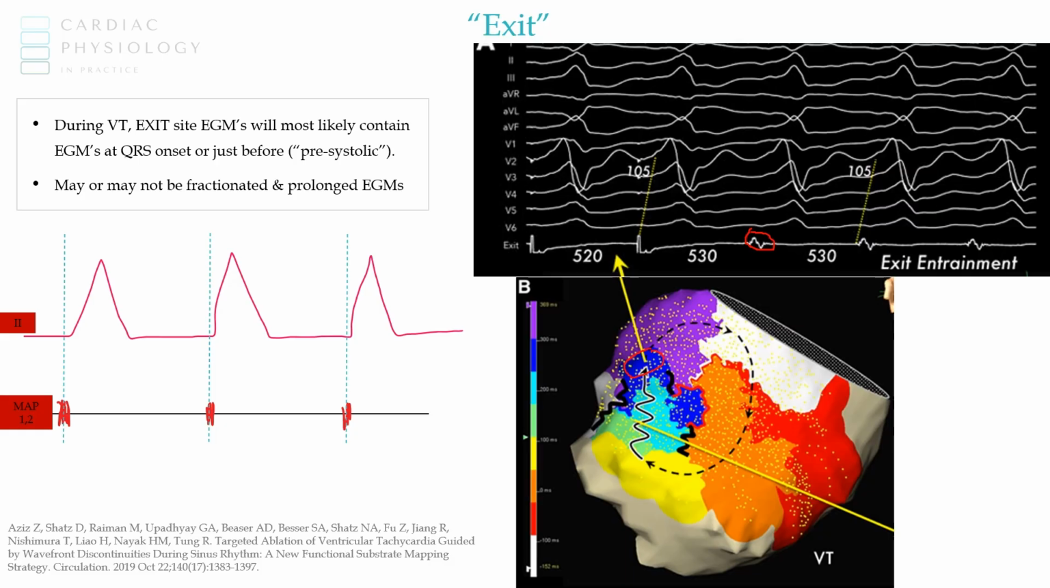I don't know what amplitude it is because we don't have a voltage scale, unfortunately, but it looks kind of low. So probably not much voltage is being generated, but it's not super slow conduction velocity. And if you look at the timing of the EGM, it is about on time or just before QRS onset, which is in keeping with what we drew here. So this is an exit site EGM example.